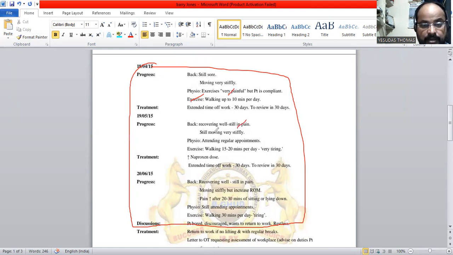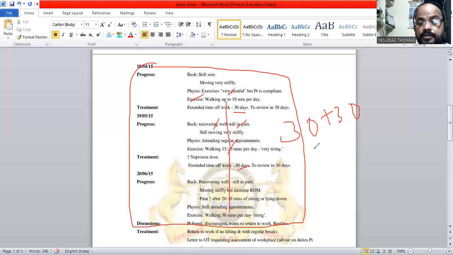Pain is still there, but he is recovering. Walking time increased from 10 to 15 to 20 minutes. Again, the time increased to 30 minutes. Then the leave was extended, 30 plus 30, 60 days. You have 30 days off plus 30 days off.